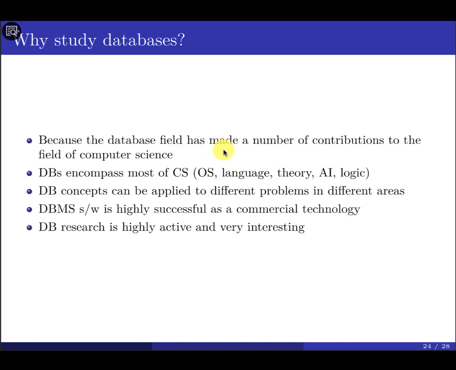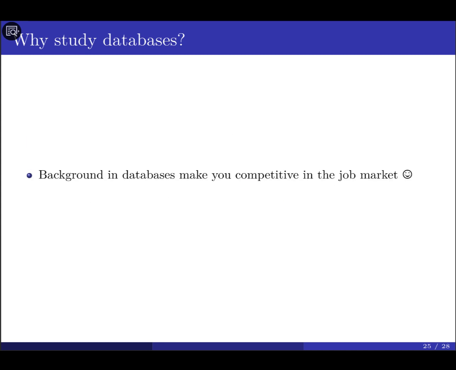The field of database has contributed to many different fields of computer science. When you go over, for example, AI, machine learning, and operating systems, you will definitely find a database somehow. The database can be applied to different problems in different areas. Database management system software is highly successful as a commercial technology, and database research is highly active and very interesting. If you want to continue your study in database, this is the best reason that I found.